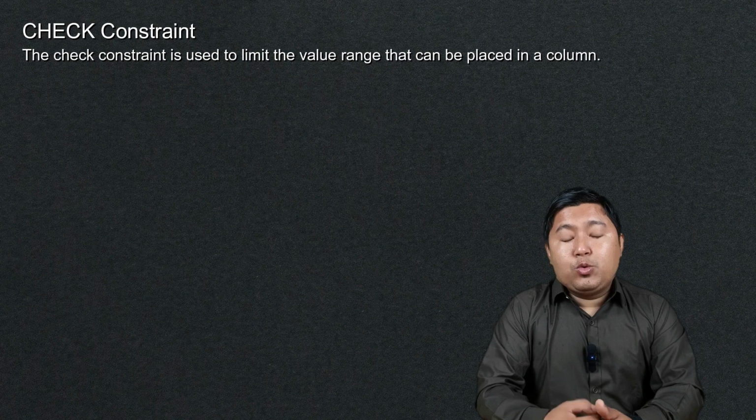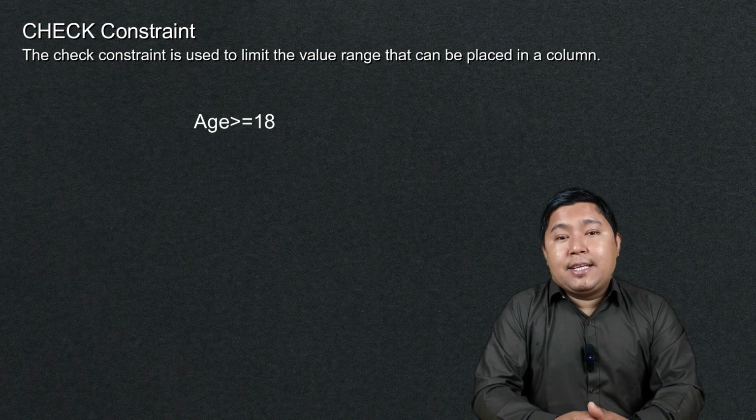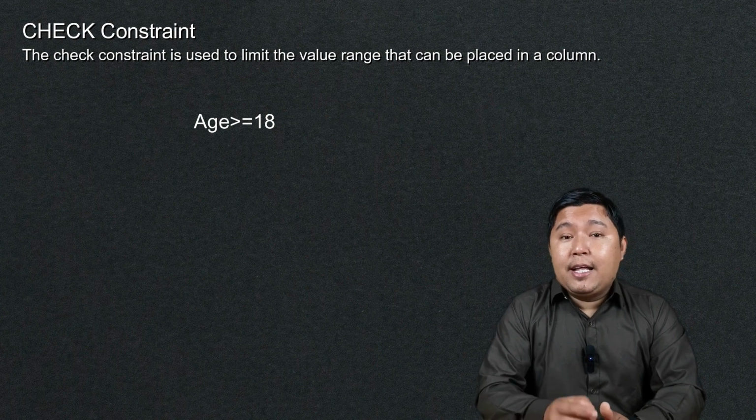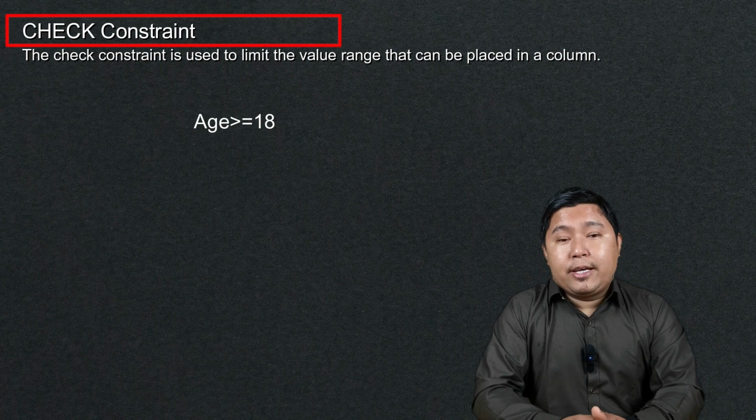Check constraint. Check constraint is used to check the value. Now the question is, what kind of value will be checked? For example, if we want to set an age limit, like whose age is greater than 18, only that value will be inserted into the table, and whose age is less than 18, that value will not be inserted. In that condition, we will use check constraint.